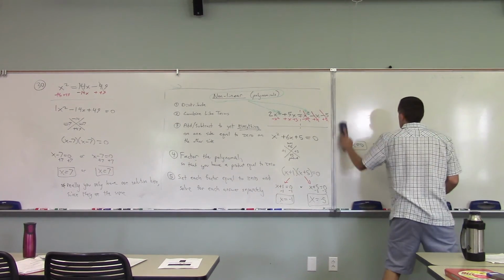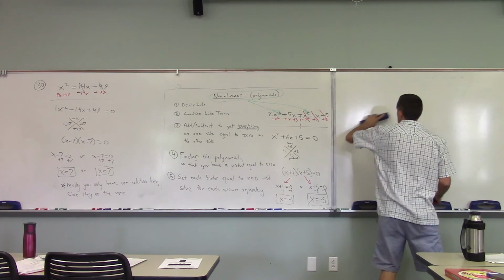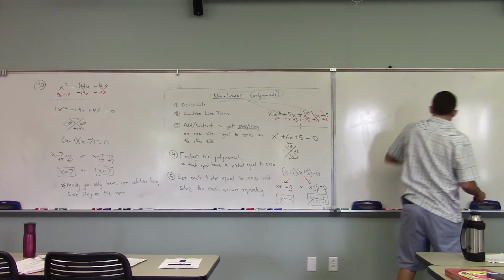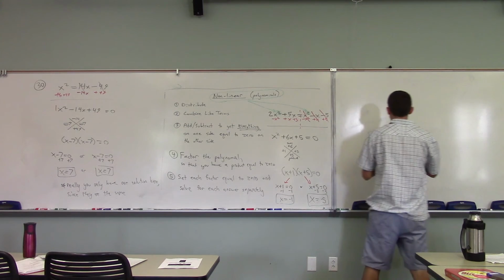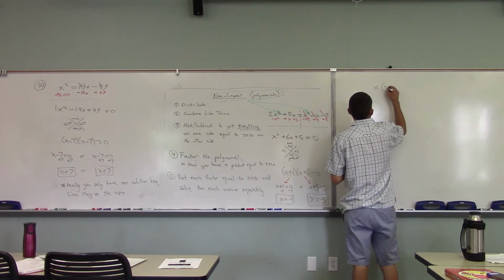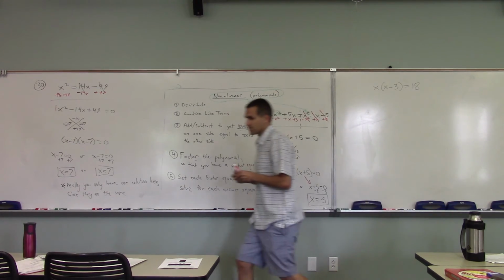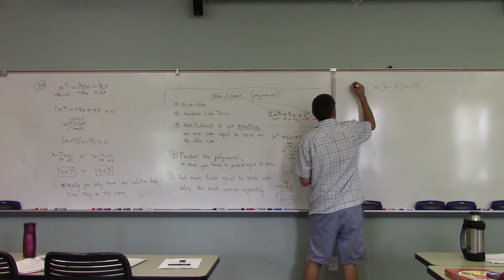That again shouldn't be any different, but people think they recognize things, and so they start to get a little too creative. Okay, x times x minus 3 equals 18.